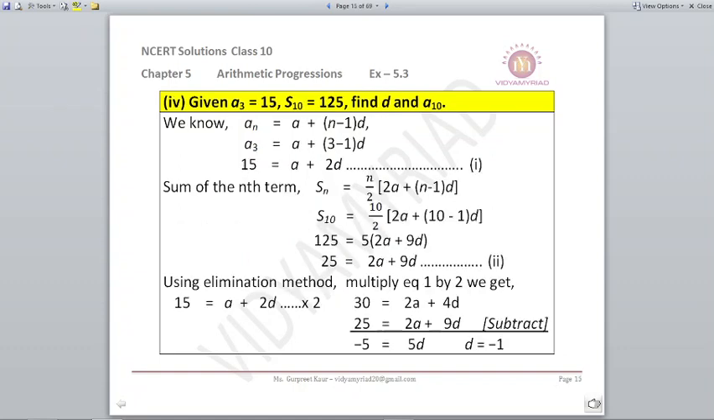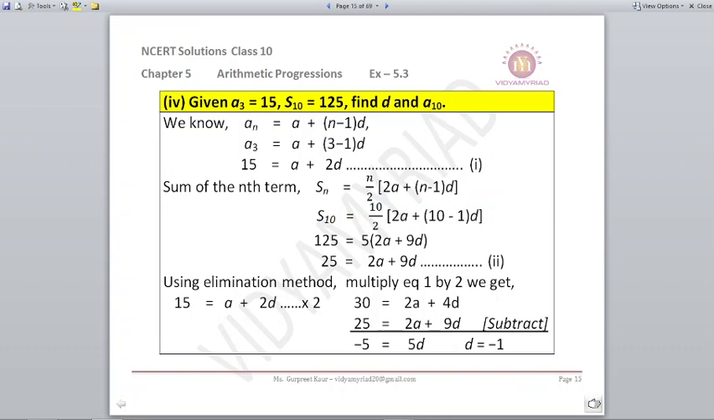Next, a3 is equal to 15. S10 is equal to 125. Find d and a10. So a3 is given to us as 15. A3 is equal to a plus 2d, and a3 is given to us as 15. So 15 will be equal to a plus 2d. Let it be equation number 1.